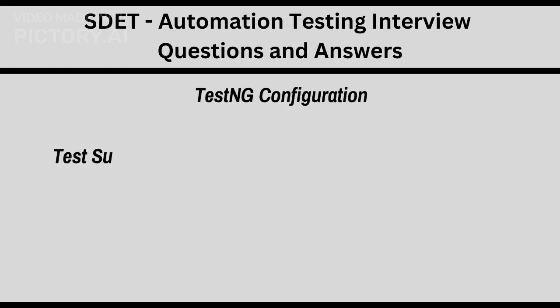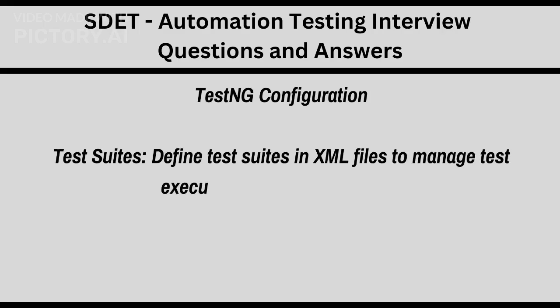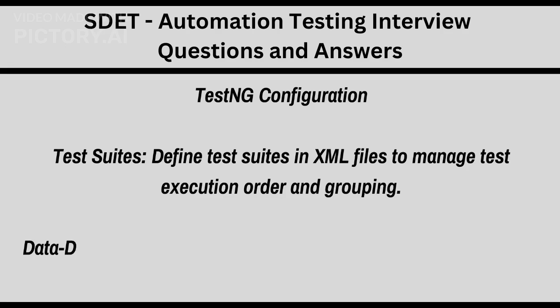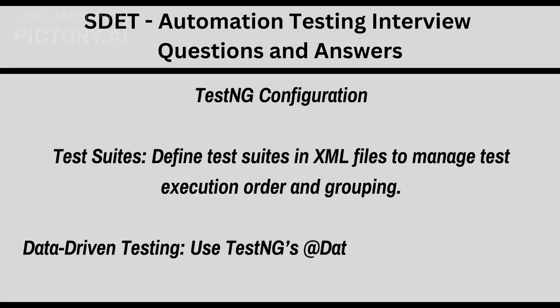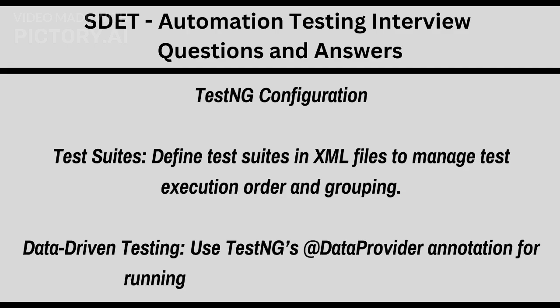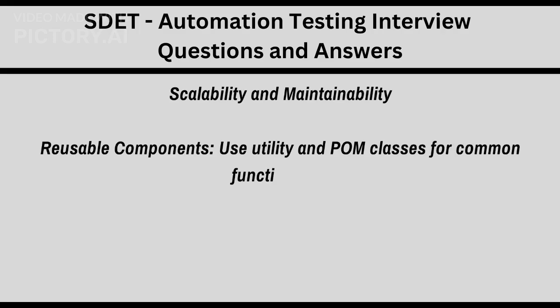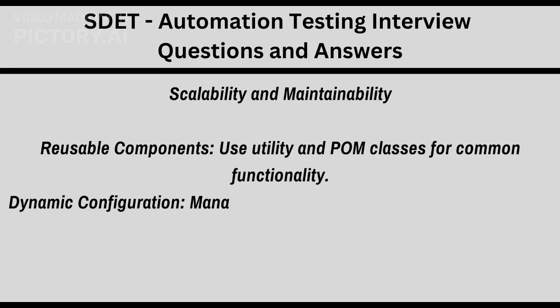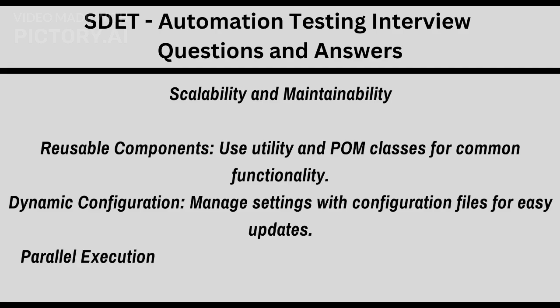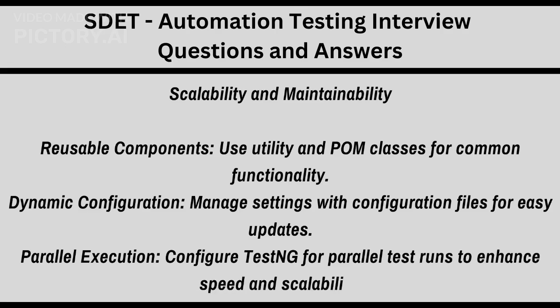TestNG configuration, test suites. Define test suites in XML files to manage test execution order and grouping. Data-driven testing. Use TestNG's @DataProvider annotation for running tests with multiple sets of data. Scalability and maintainability. Reusable components. Use utility and POM classes for common functionality. Dynamic configuration. Manage settings with configuration files for easy updates. Parallel execution. Configure TestNG for parallel test runs to enhance speed and scalability.